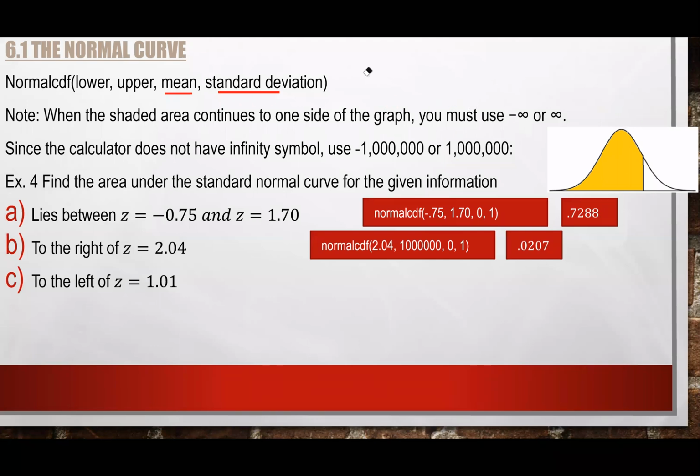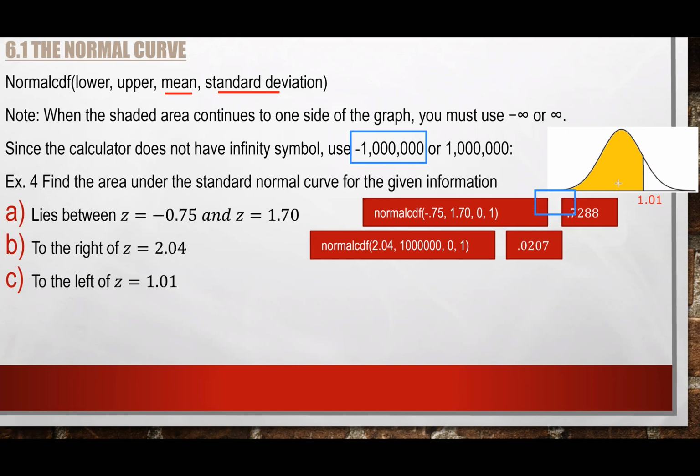And similarly, they ask you to find the area to the left of 1.01. Again, we can use the chart, but looking at this, do you agree that we're looking for the area to the left? We shaded the area to the left of 1.01. And given that, we know that somewhere along this region, we have some smaller limit. Because we have something on the left, our lower limit will be negative infinity. We don't have negative infinity, so we will use a negative 1,000,000.